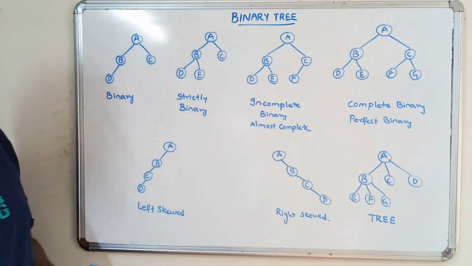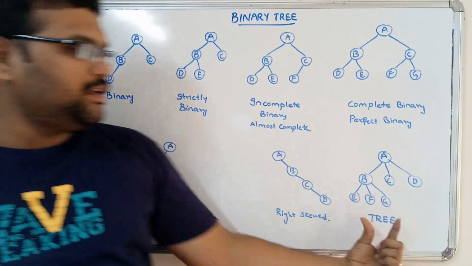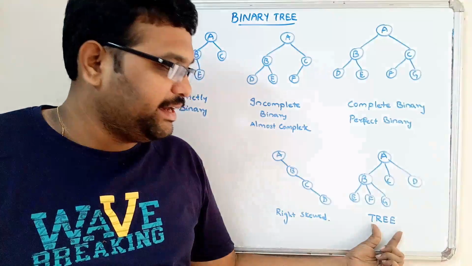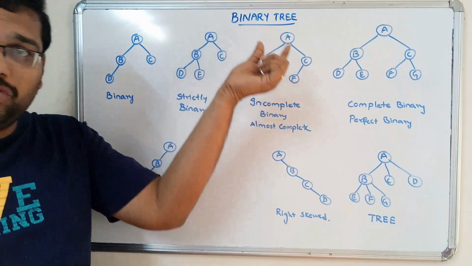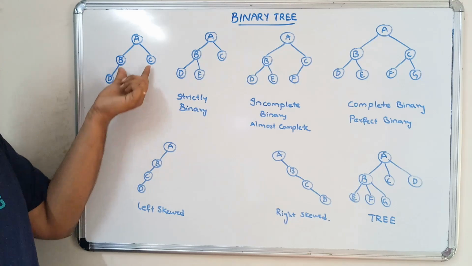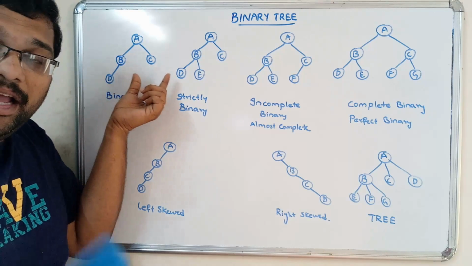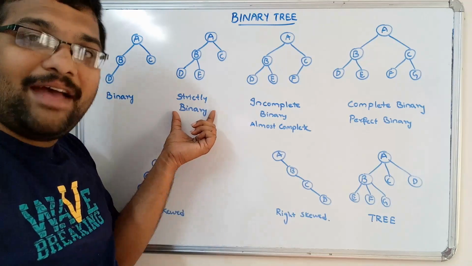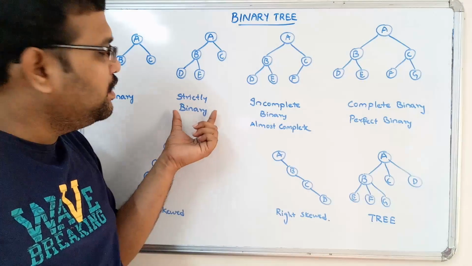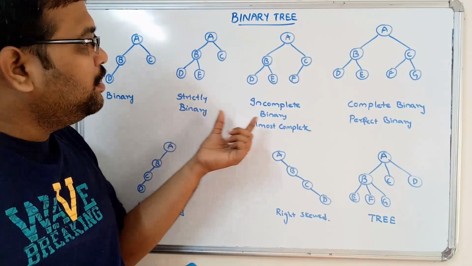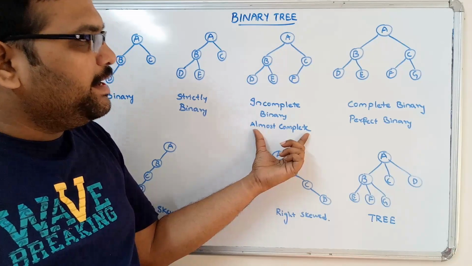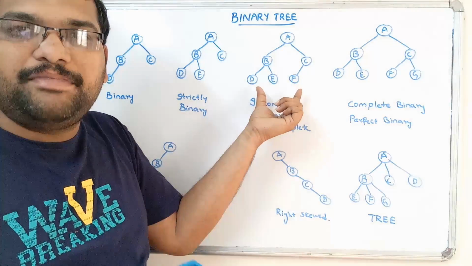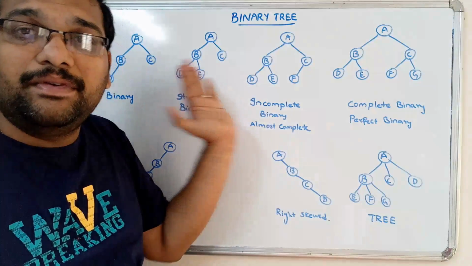So we have seen all these things. First, in a tree, a node can consist of n number of children. This is a tree, and if every node has at most 2 children, that is a binary tree. So here every node has at most 2 children. If every node has 2 children except the leaf, that is called a strictly binary tree. In an incomplete binary tree, every node should have 2 children in all the levels except the last level, and that also should be filled from left to right.